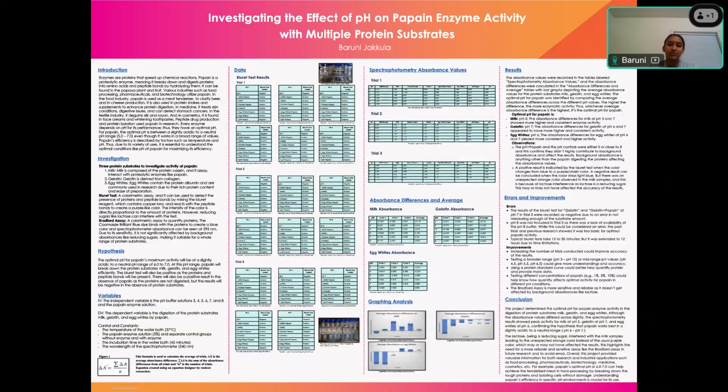Papain is widely used in various industries such as food processing, for tenderizing meat and clarifying beer and juices. In medicine, it's used for wound healing and digestion, and in cosmetics, it's found in whitening toothpastes and face creams. Understanding its optimal pH is crucial for maximizing its efficiency.